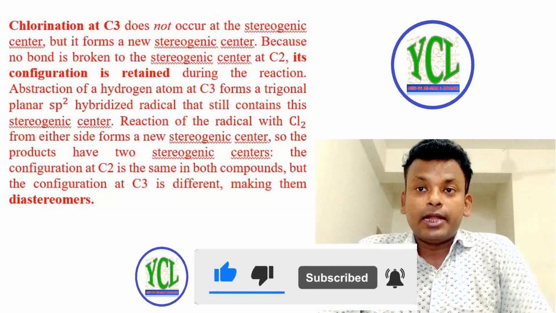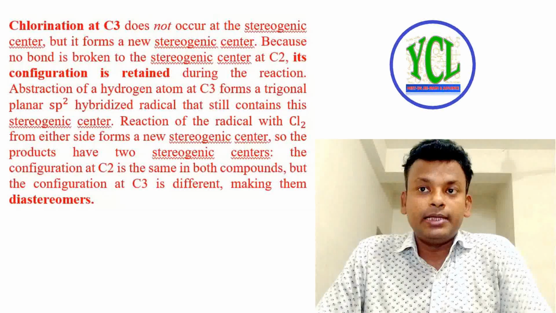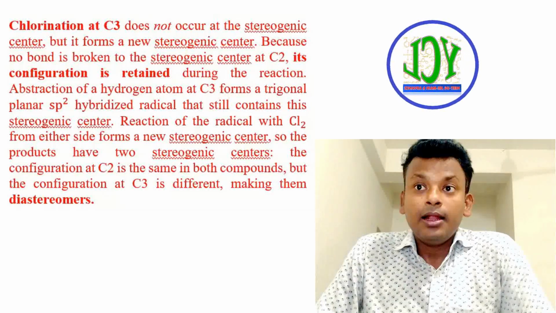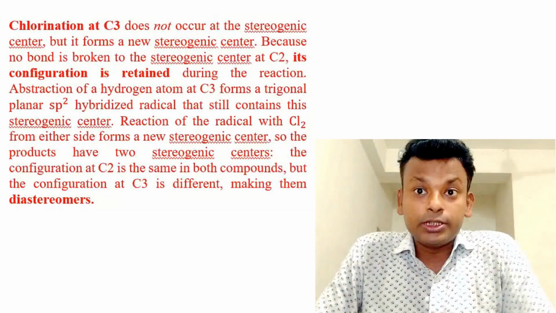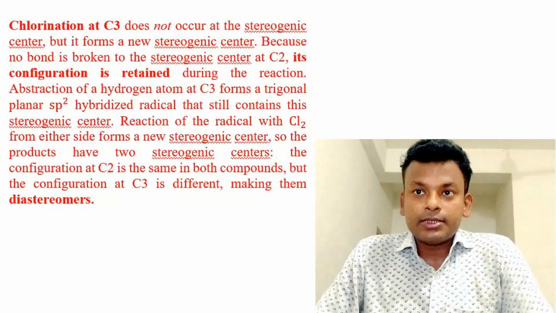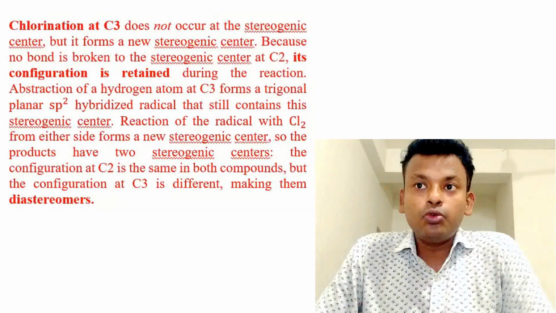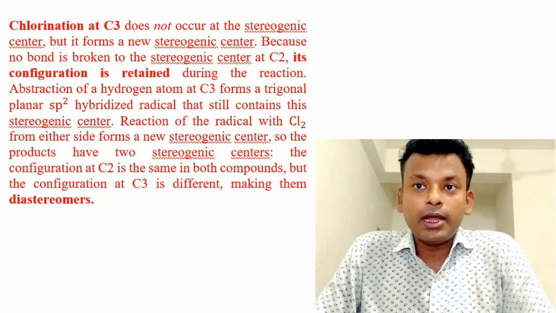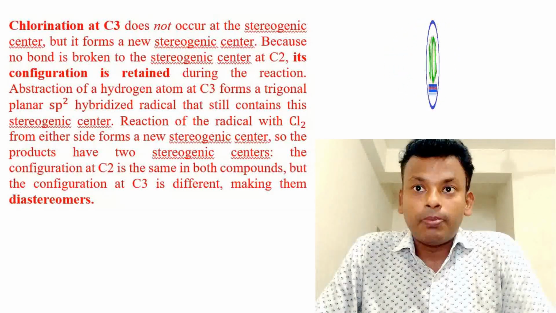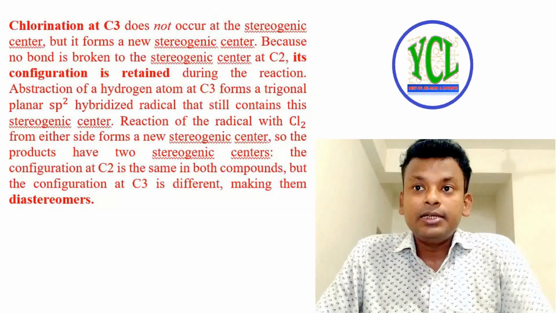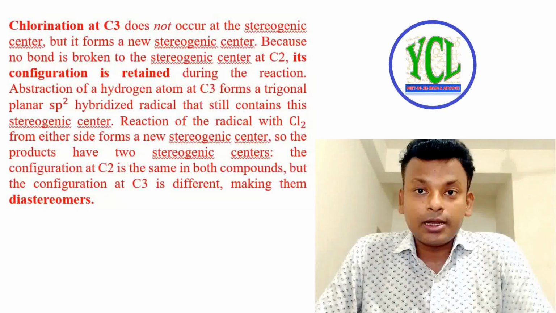Abstraction of a hydrogen atom at C3 forms a trigonal planar sp2 hybridized radical that still contains the stereogenic center. Reaction of the radical with Cl2 from either side forms a new stereogenic center. So the product has two stereogenic centers. The configuration at C2 is the same in both compounds, but the configuration at C3 is different, making them diastereoisomers. So the reactions are given.